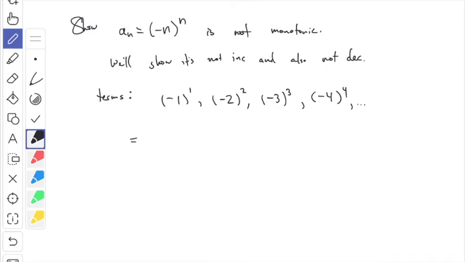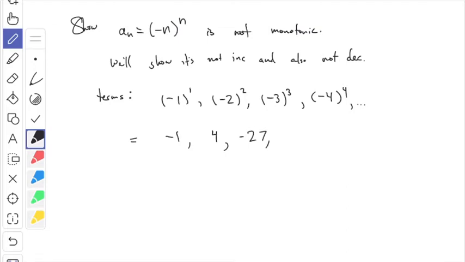Simplify these. Minus 1 to the 1 is minus 1. Minus 2 to the 2 is 4. Minus 3 to the 3, 3 to the 3 is 27. It's going to end up being negative because that's an odd power, so this is negative 27. And then 4 to the 4, I don't know what that is. I was not prepared to do this. On my paper I wrote 16, which is definitely not true.